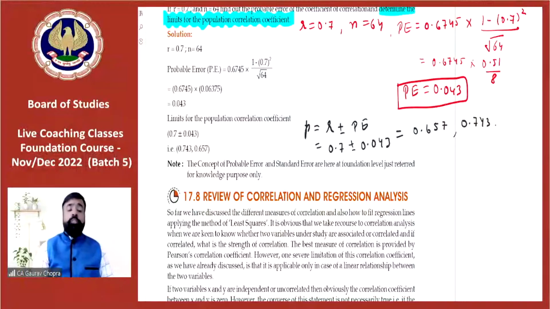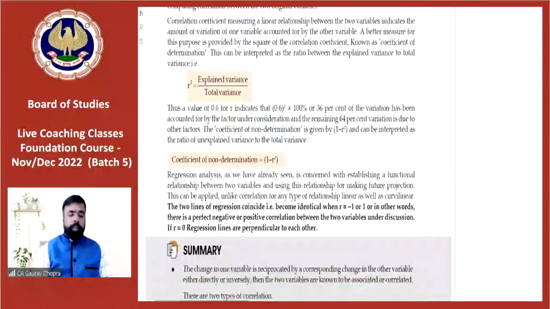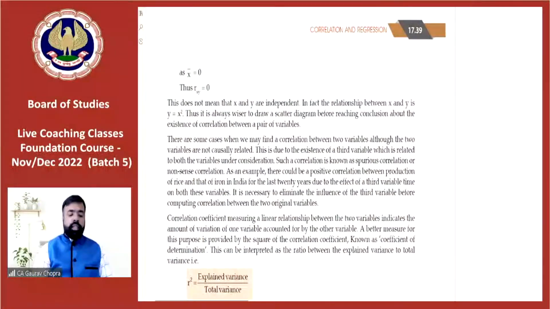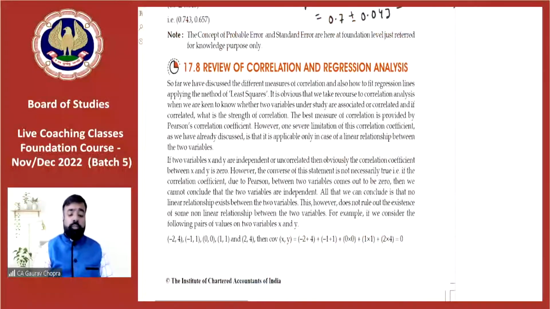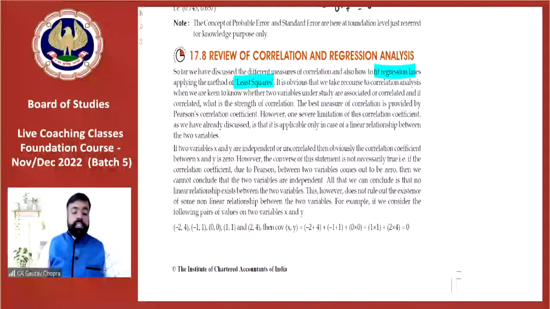Now we can do a review of correlation and regression analysis. Now overall, let us review this chapter, and there are some basic points which are left here to be covered. The first thing is the method. If we want to fit the regression lines, then the method to fit the regression line is known as the least square method.